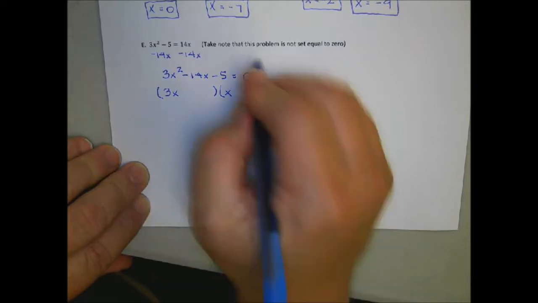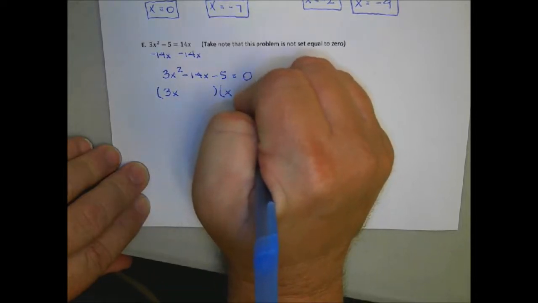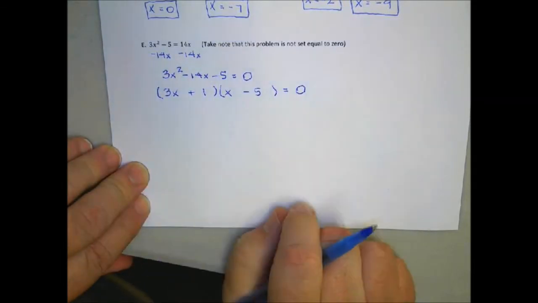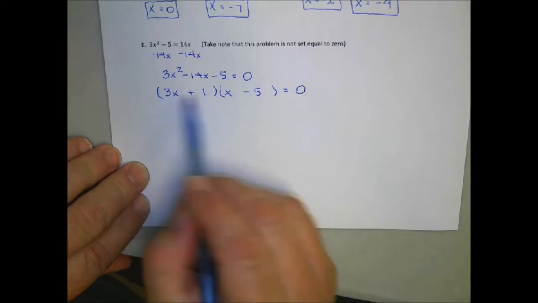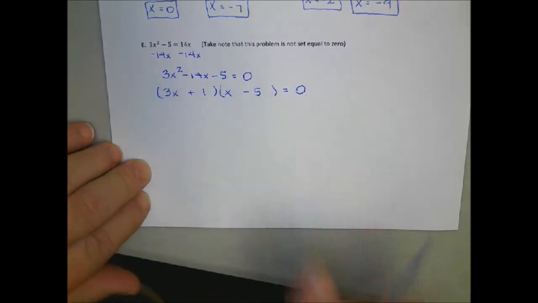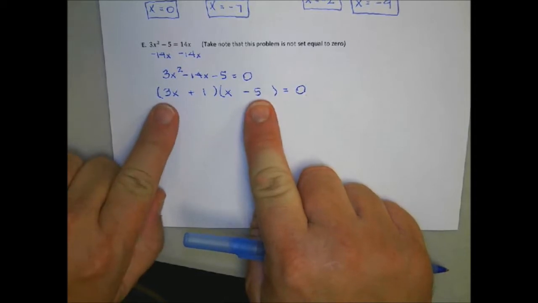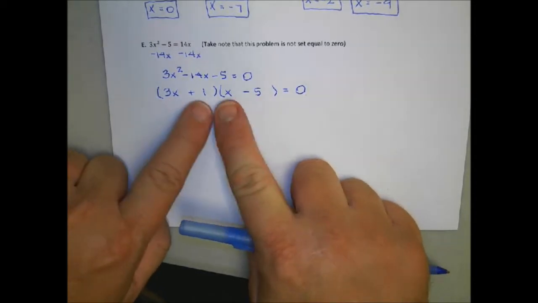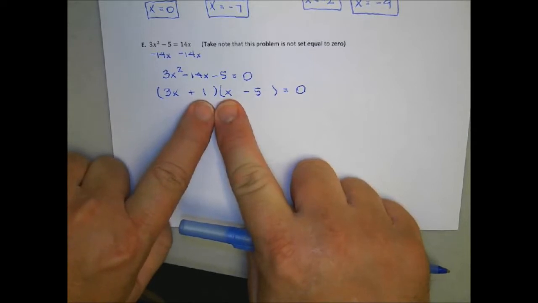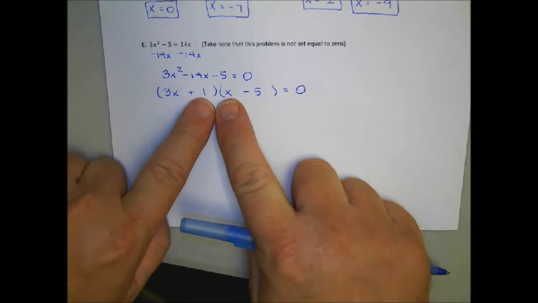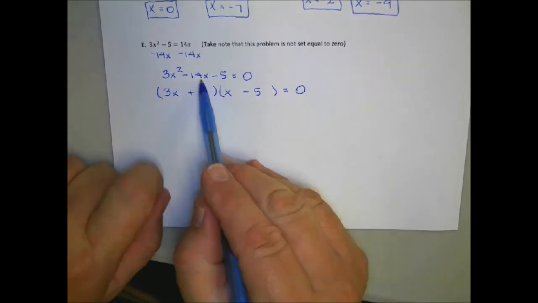Well, the only way that's going to work is if I put a minus 5 right there and a plus 1 right there. Now, if you FOIL it out, 3x times x is 3x squared. The outside terms, 3x times negative 5 is negative 15x. The inside terms, 1 times x is positive 1x. So negative 15x and positive 1x combined like terms make negative 14x.